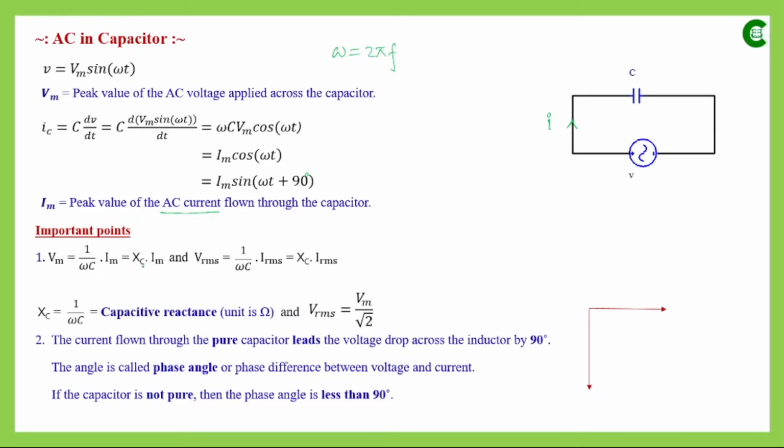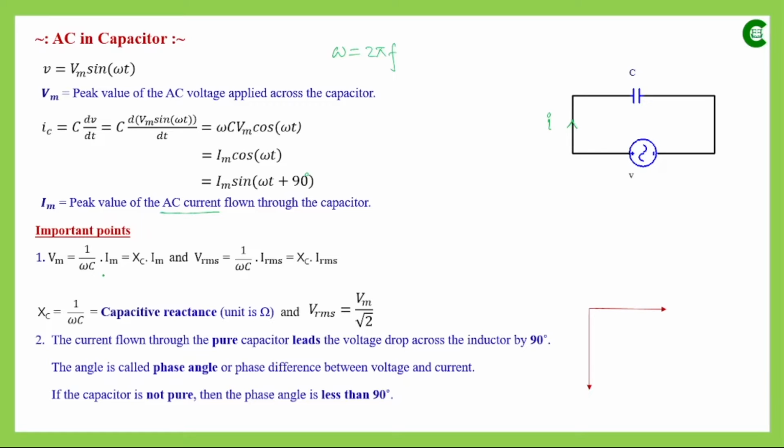So here, instead of resistance or impedance, we will only use the reactance part of that capacitor or AC component. So here it will be capacitive reactance. In place of 1 by omega C, if we put that capacitive reactance of that capacitor, then it is Xc multiplied by Im.